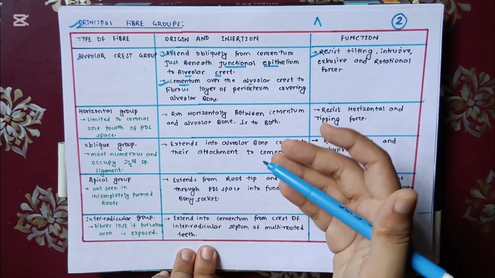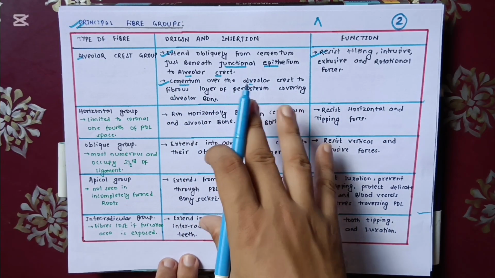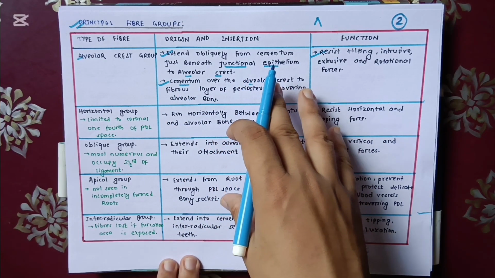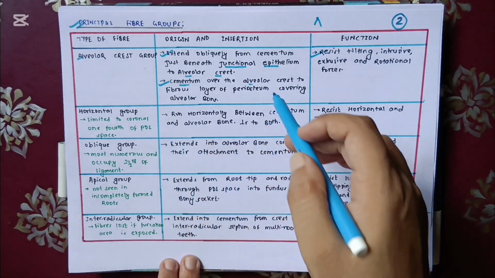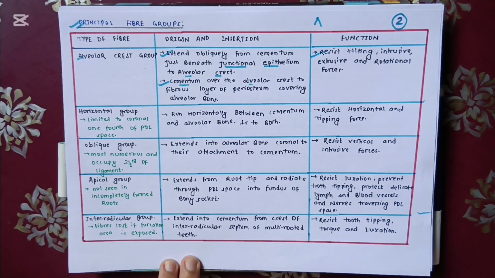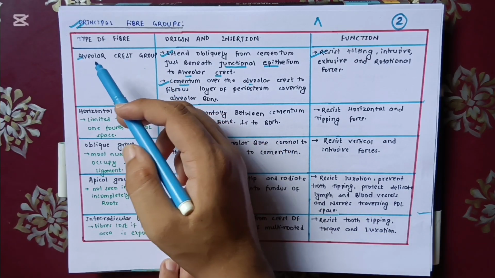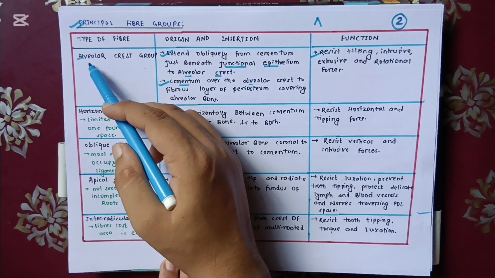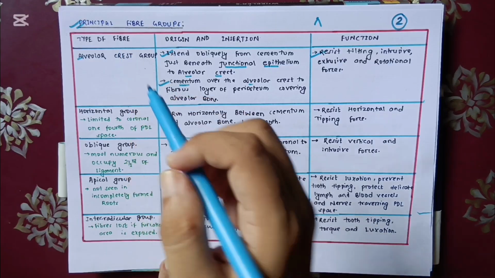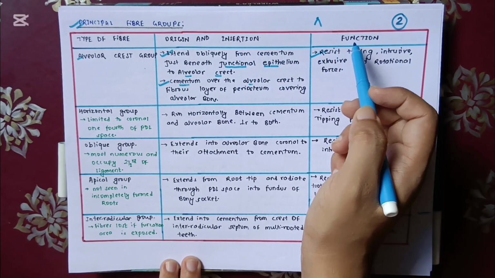Okay, so let's discuss this properly, and I have prepared the table. This table I have taken from Orban's. I will clear all your concepts from this chapter, so you should now focus on this topic. Just listen to me. Our first fiber is the alveolar crest group of fiber, and the origin and insertion is present in the next column. After that there is the function.